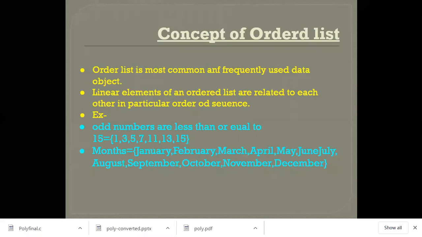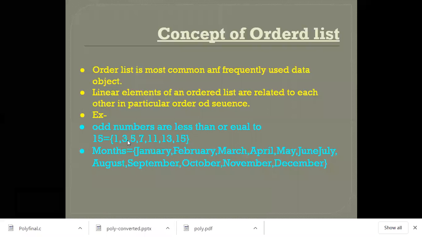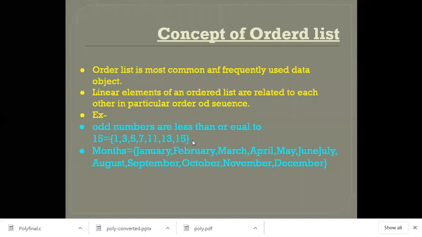Suppose, what kind of operations are we going to perform on an ordered list, that we need to see. Before that, just concentrate on an example. Odd numbers less than or equal to 15. This is one sequence, from 1 to 15, I want to display the elements that are less than or equal to 15. So the elements are like this: 1, 3, 5, 7, 11, 13 and 15. This is one sequence, one order in which we have represented our elements.